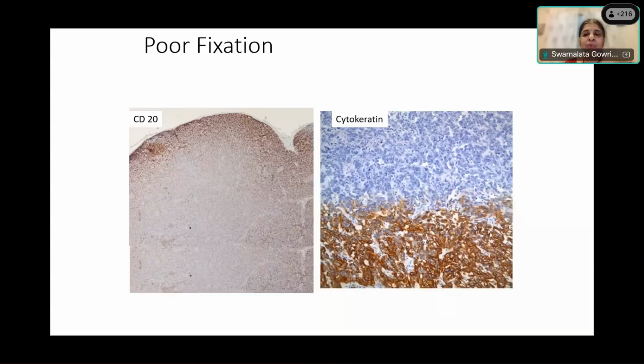What happens if you don't follow that? Here is an example of a tissue where only the periphery has been fixed. So if you do IHCs, only the periphery gets stained and the center doesn't get stained. Similarly over here, imagine if you get something like this, half stained and half not stained, you will not know, is it positive, is it negative, and you can give a wrong report.